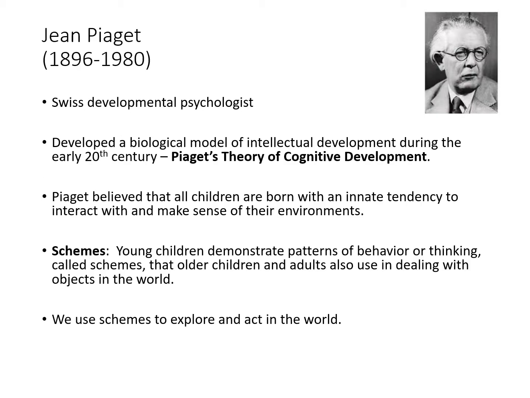Let's turn to our first theorist, Jean Piaget, who lived from 1896 to 1980. You've probably heard his name if you're in education. He was one of the most prominent and important educational psychologist researchers in the 20th century. He was born in Switzerland. He was a Swiss developmental psychologist. He was known for developing a biological model of intellectual development during the early 20th century. We call this model Piaget's theory of cognitive development.